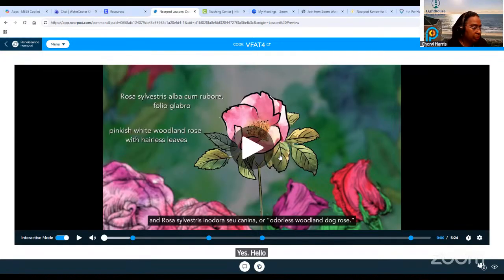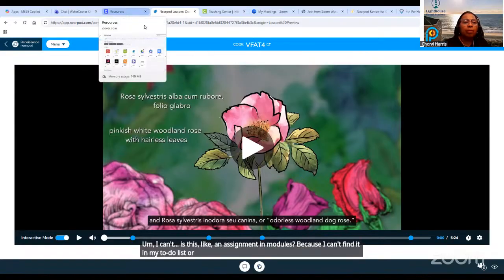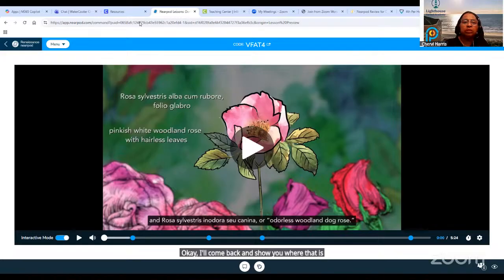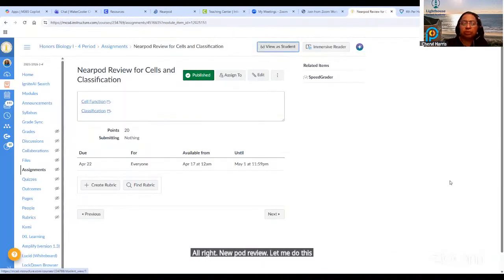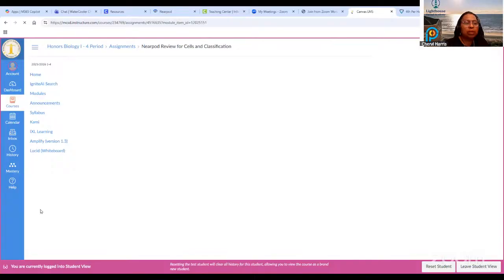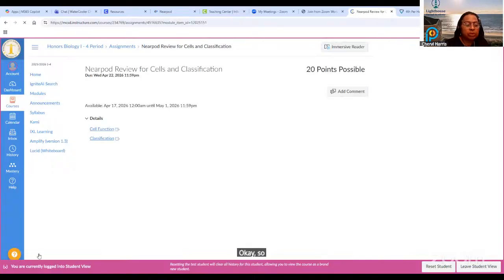Hello? I can't find, is this like an assignment in modules? Because I can't find it in my to-do list on modules. Okay, I'll come back and show you where that is. Let me come out of this. All right, Nearpod review. Let me do this as a student. It could just be my computer, it's lagging.